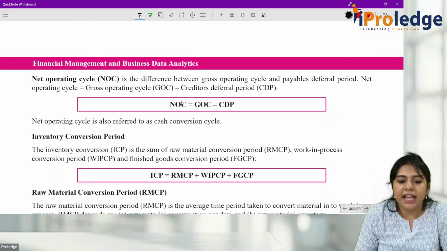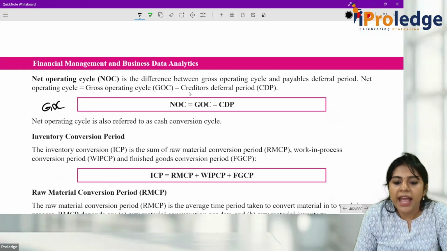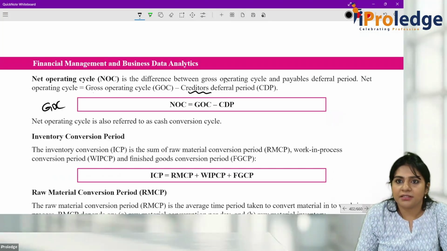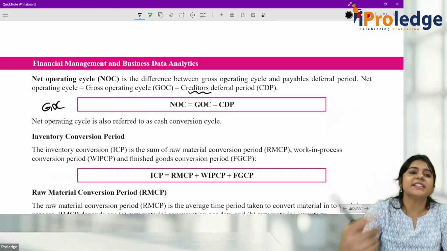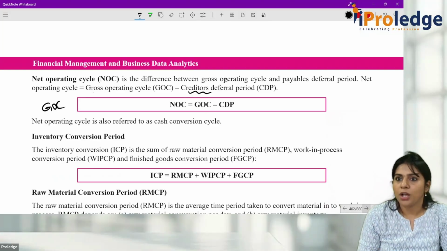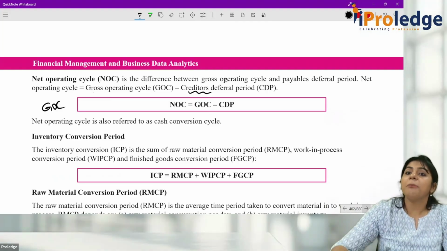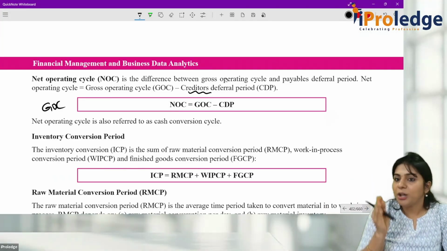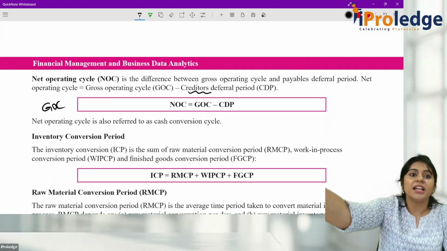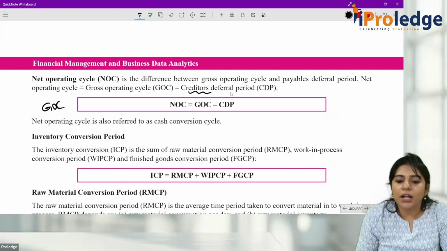The net operating cycle means the same GOC, but I'm going to subtract my credit deferral period. Credit deferral period means you're my creditor. You give me 60 days time to pay you. So that is my deferral. I have deferred the requirement to pay her. I don't have to pay her now. I have to pay after 60 days. So that's your credit deferral period.